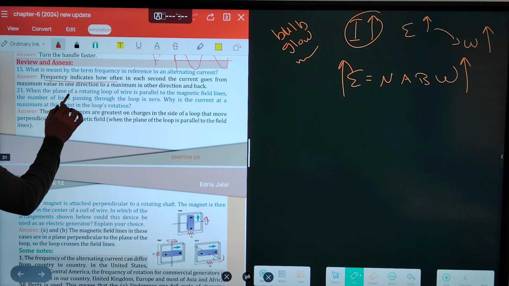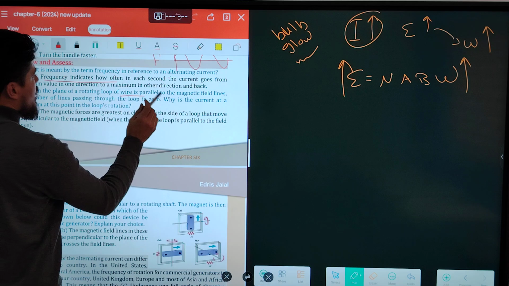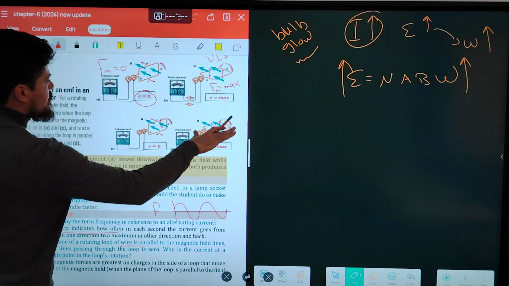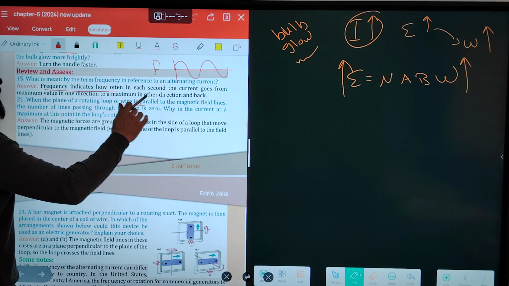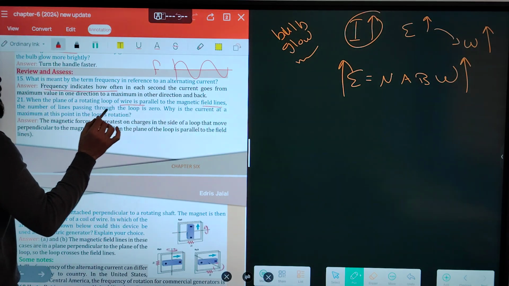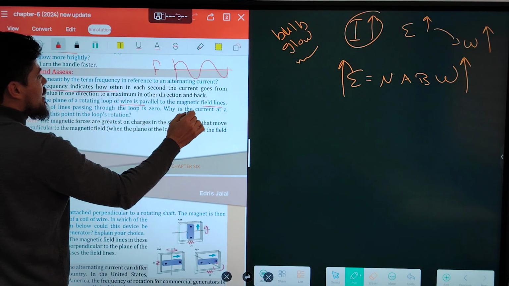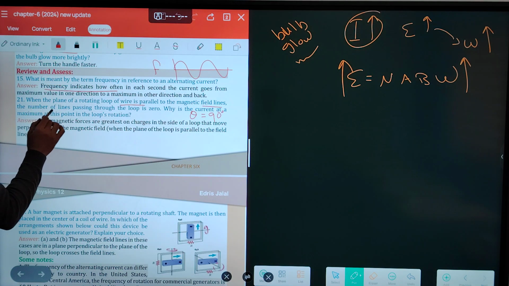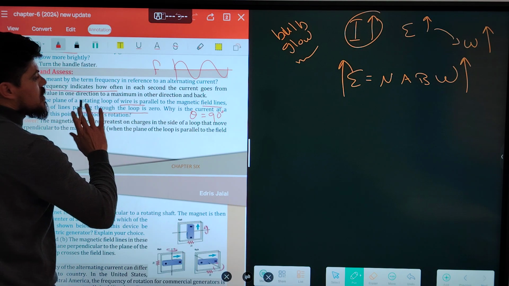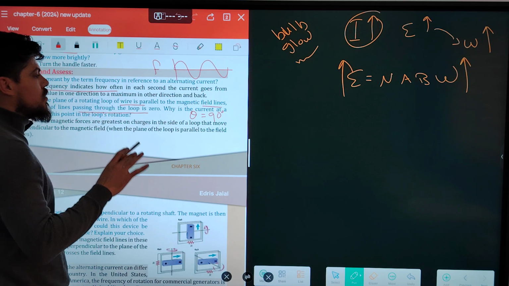When the plane of the rotating loop of wire is parallel to the magnetic field, as you can see in this figure and this one, the angle is perpendicular between the normal and B. The number of field lines passing through the loop is 0. No field line crosses the loop.